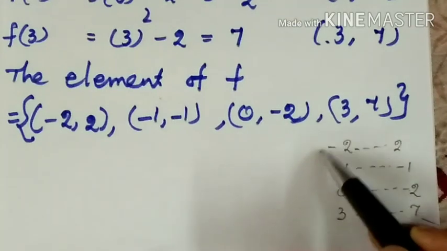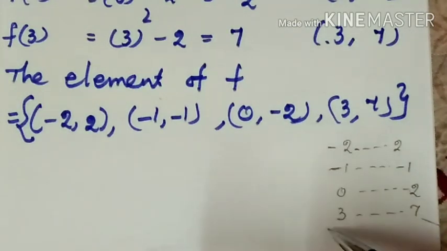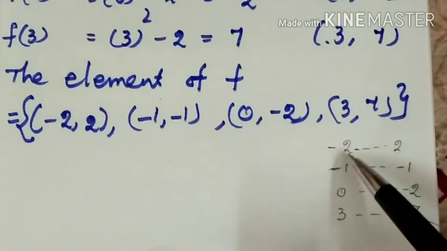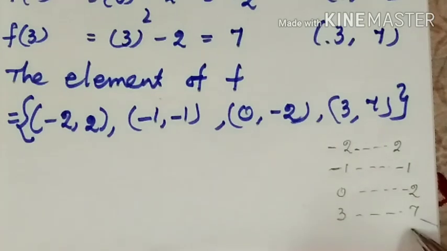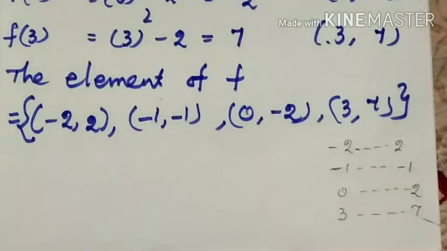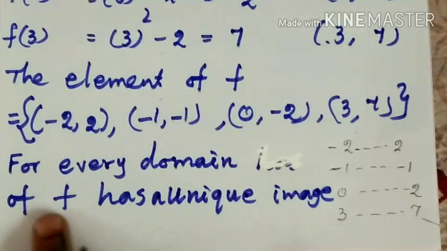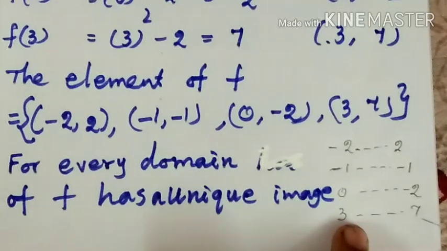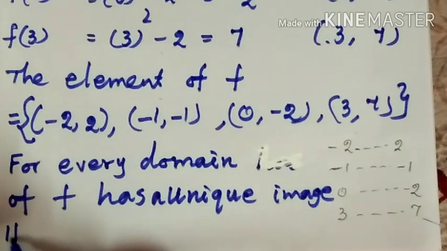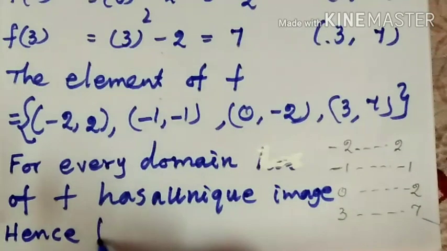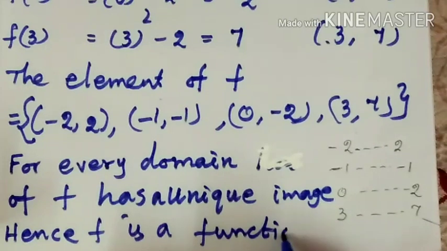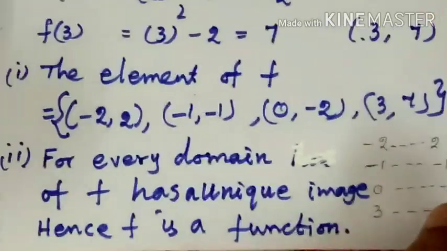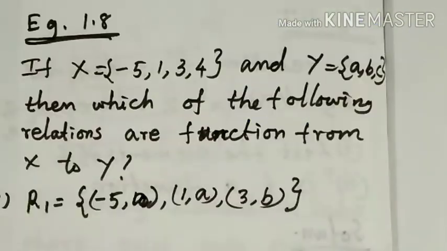See, the first elements all belong to set X. So every element in the domain has a unique image. Therefore, it is a function. To write the reason: every element of the domain of f has a unique image. Hence, f is a function. This is the answer for the second example sum.